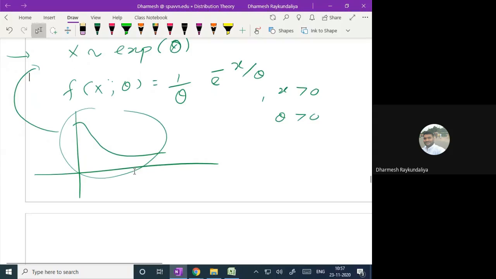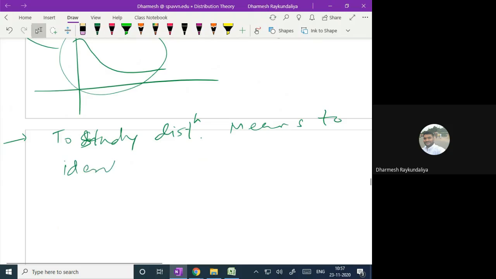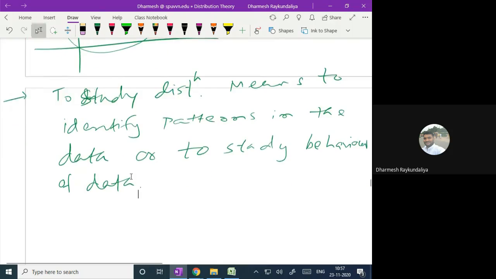Why are we looking at all these distributions? Because ultimately our basic idea in studying distributions is to identify patterns in the data, or to study the behavior of data. For example, let me give you an example.